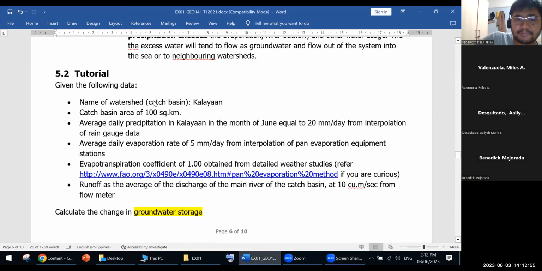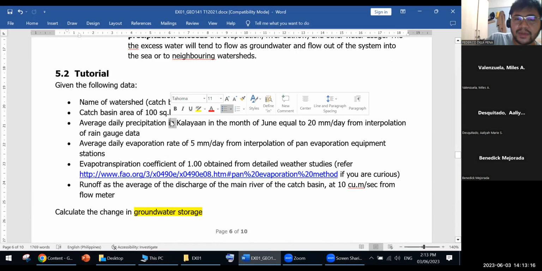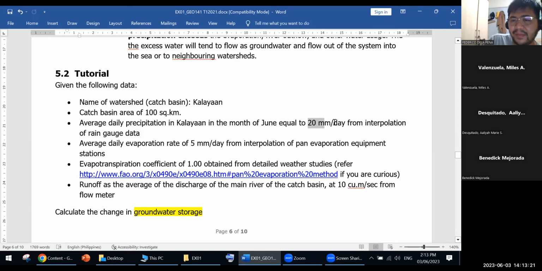For the watershed analysis, we have a tutorial, no? Mayroon tayong sample problem. The name of the basin is Kalayaan Watershed. It has an area of 100 square kilometers. Average precipitation for the month of June is 20 millimeters per day, no? Interpolated from different rain gauges. Average evaporation rate of 5 millimeters, and then you have an evapotranspiration coefficient of 1.